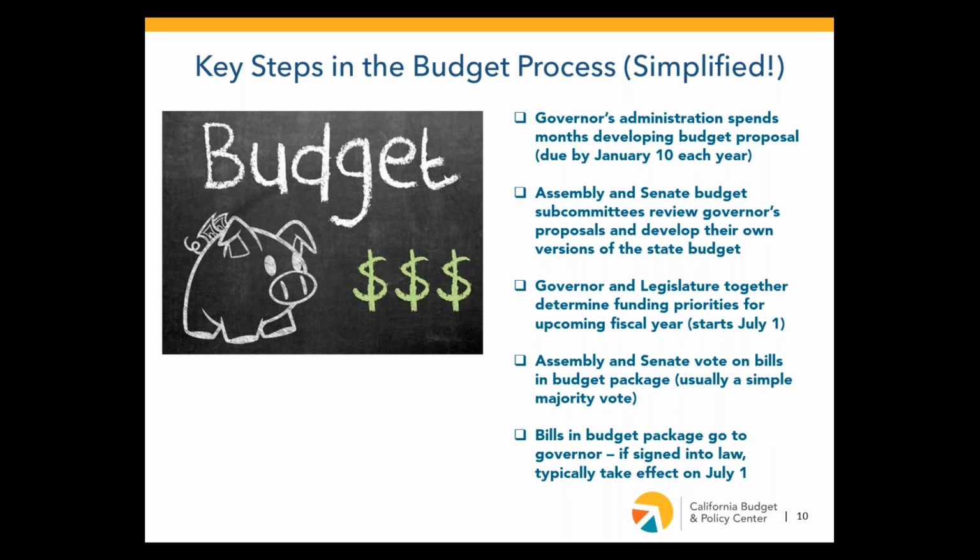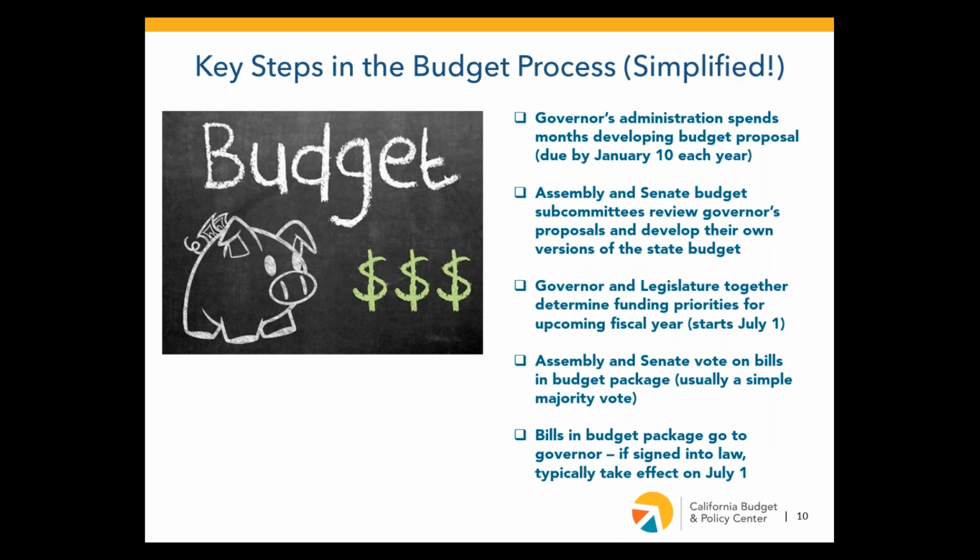The Department of Finance and other departments and agencies spend months developing the governor's budget proposal that's due by January 10th of each year. The Assembly and Senate budget committees, starting in the late winter and into the spring, review the governor's proposals, his January 10th proposals, and then review or develop their own versions of the state budget as that moves through the process. They'll typically hold dozens of hearings in each house. Toward the end of this sort of transparent process, leading into May and June, the governor and state lawmakers together determine the funding priorities for our state for the upcoming fiscal year that starts each July 1st.